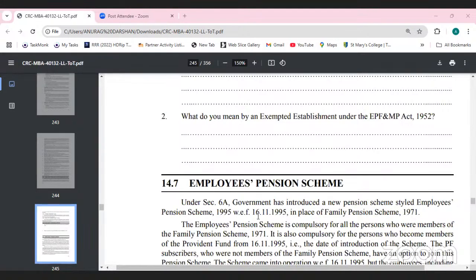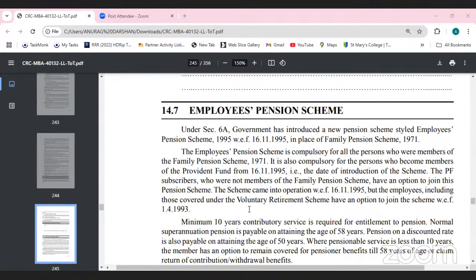Now, coming to the employees' pension scheme, we will continue this in the next class.